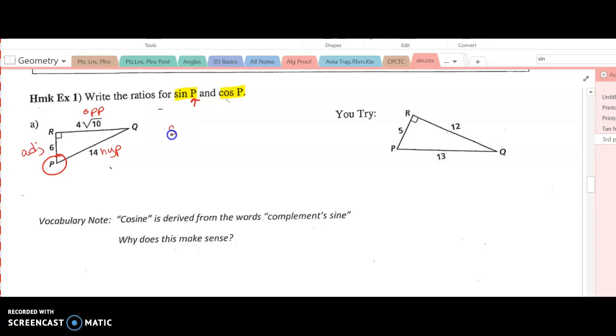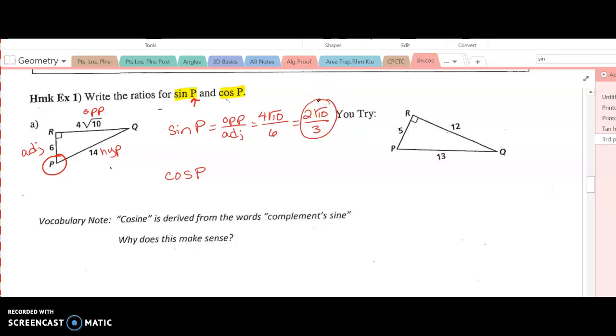And then for sine P and cos P, we're going to find two different things. Sine P we know is the opposite side over the hypotenuse. So that would be 4 square root 10 is opposite, hypotenuse is 6. Last thing we want to do is reduce this to 2 square root 10. Remember, the 10 doesn't get to reduce, just the numbers on the outside. Oops. 2 square root 10 over 3.